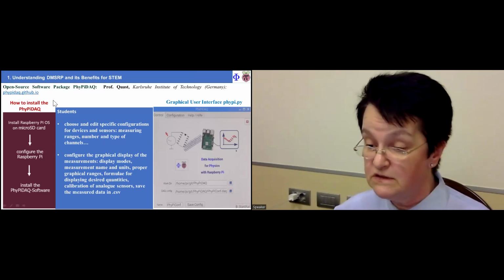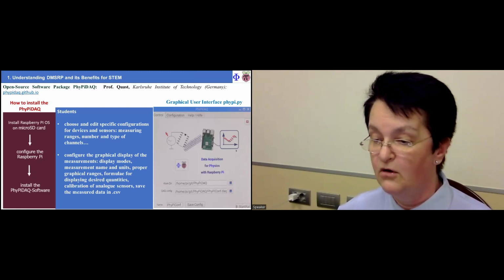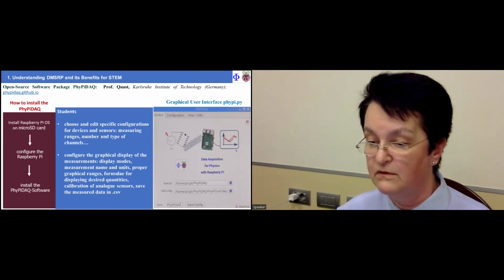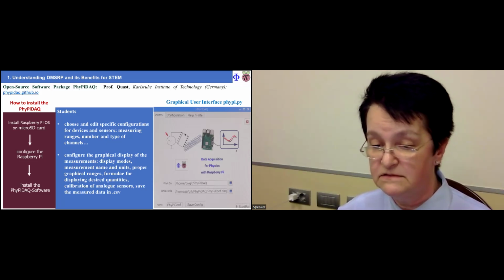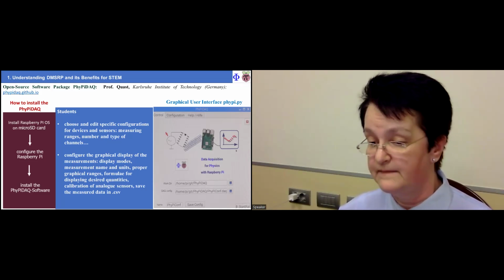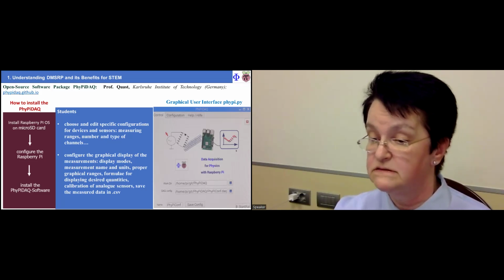In order to install the software, first the students have to install the Raspberry Pi operating system on the micro SD card from the internet. Then they have to configure the Raspberry Pi, and at the end they have to install the software with a few clicks. So it's easy.